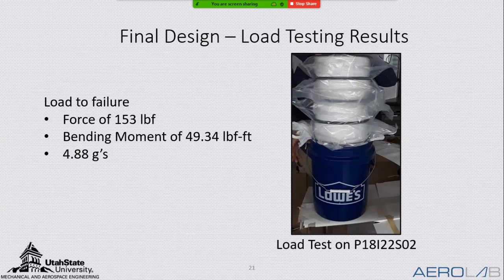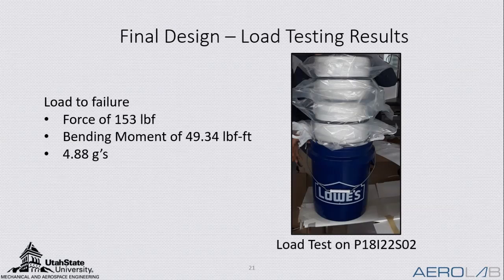A third test was to make sure that the structural I-beam, which we were creating as a 3D printed spar inside the aircraft, would be able to take the loading that we would expect, as I mentioned, with that 4 G's value. So we loaded it to failure. It ended up breaking at 153 pounds, which ended up being 4.88 Gs for that test. And so it passed that.